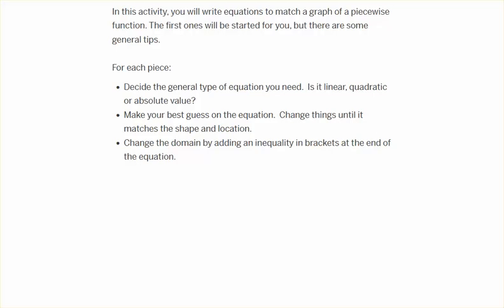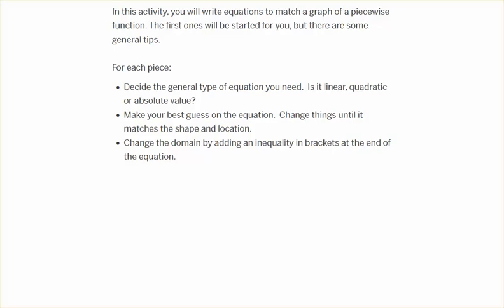In this activity, you'll write equations to match a graph of a piecewise function. For each piece, you're going to decide the general type of equation we need. So look at it and decide, is this linear, quadratic, or absolute value? Then we're going to make our best guess on the equation.